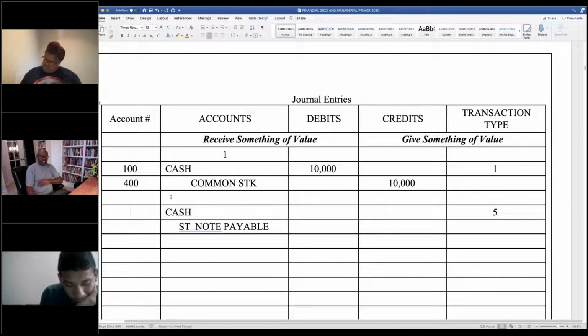The number for cash is what, 100? What's the number for short-term note payable? 306. Let me double check that. What's the amount that we got in this loan? 40,000.